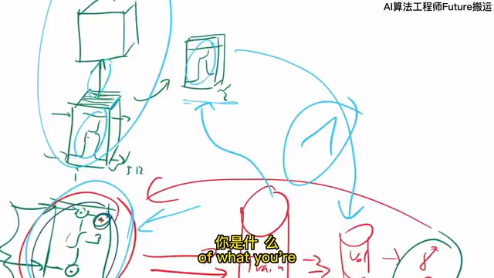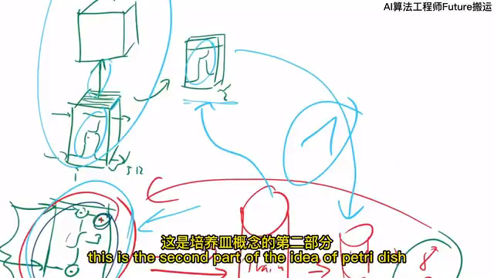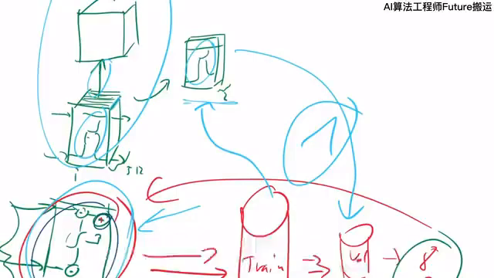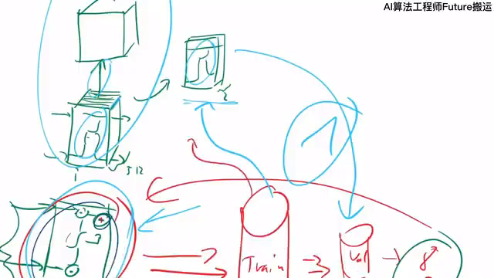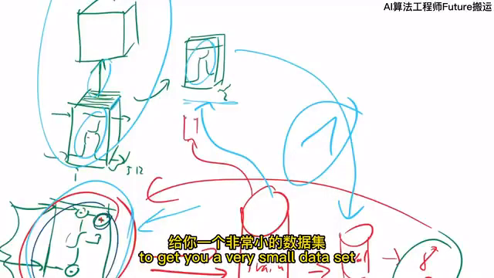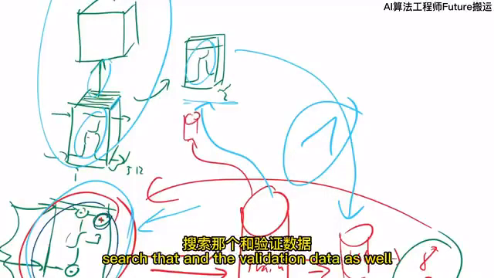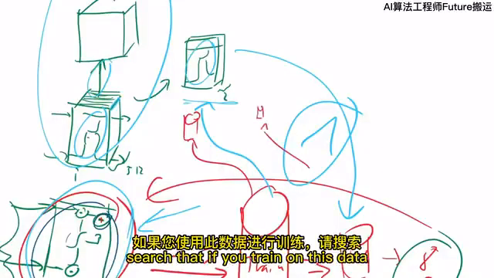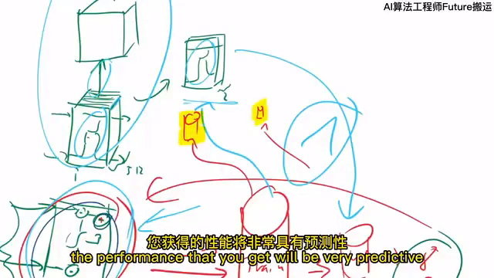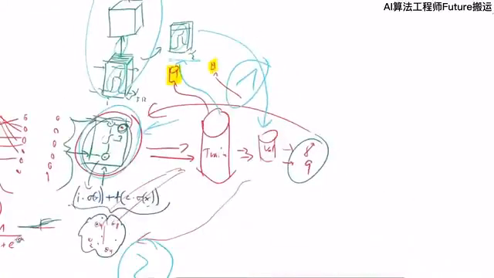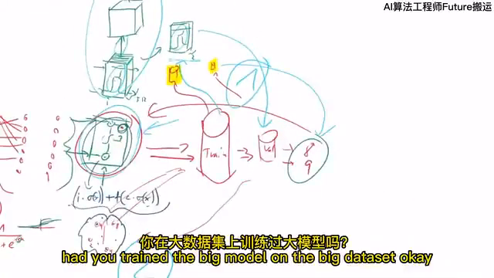Instead of what you're trying to do, and this is the second part of the idea of Petri dish, you're trying to abstract the training data to get you a very small data set, such that, and the validation data as well, if you train on this data and evaluate on this data, the performance that you get will be very predictive of the performance had you trained the big model on the big data set, okay?